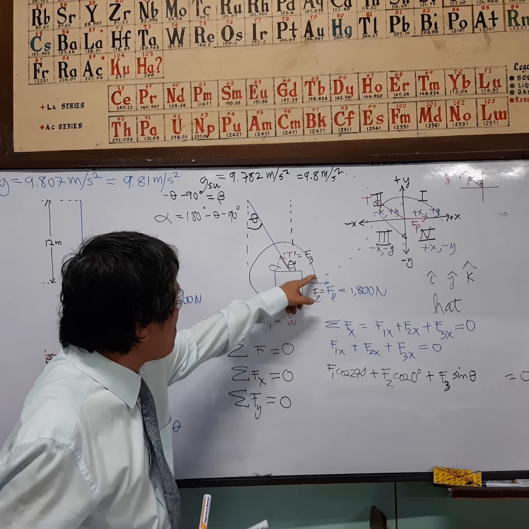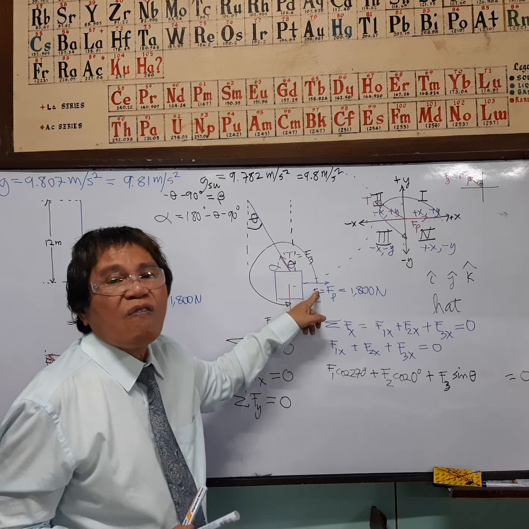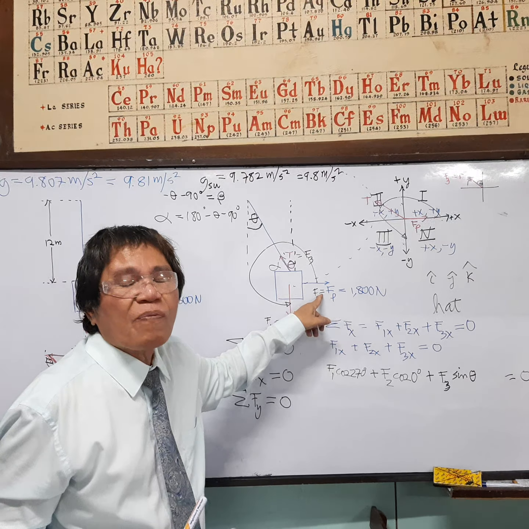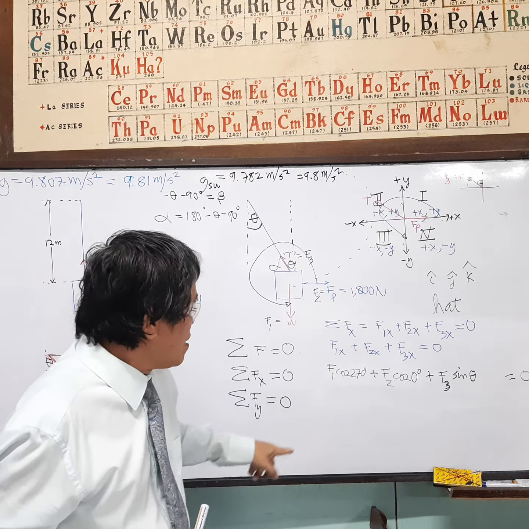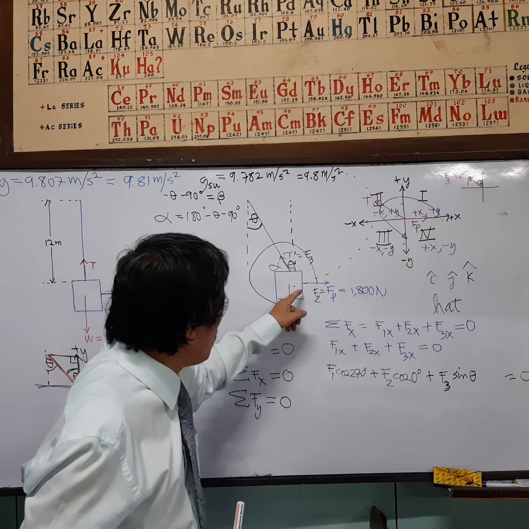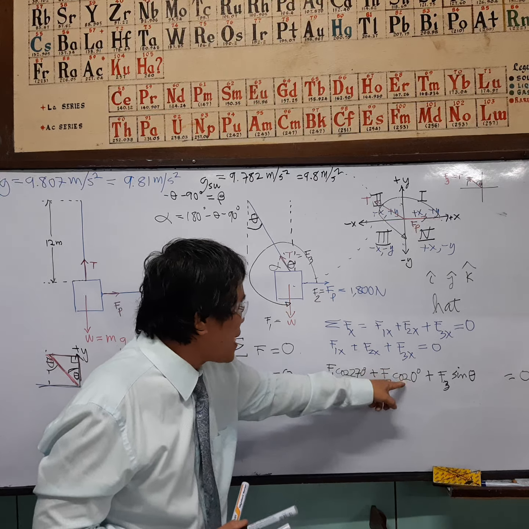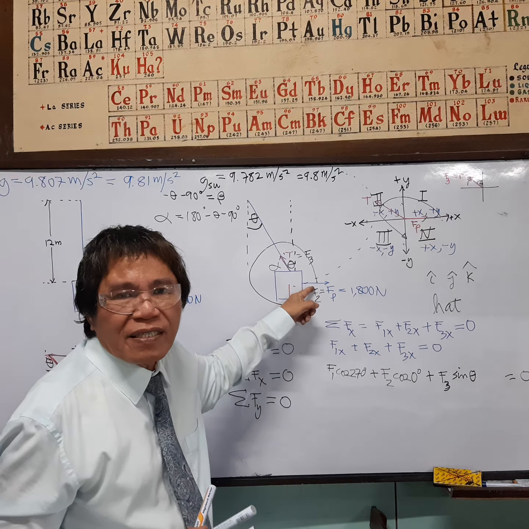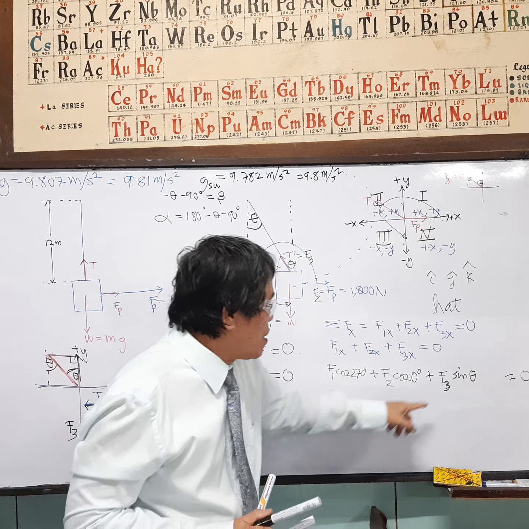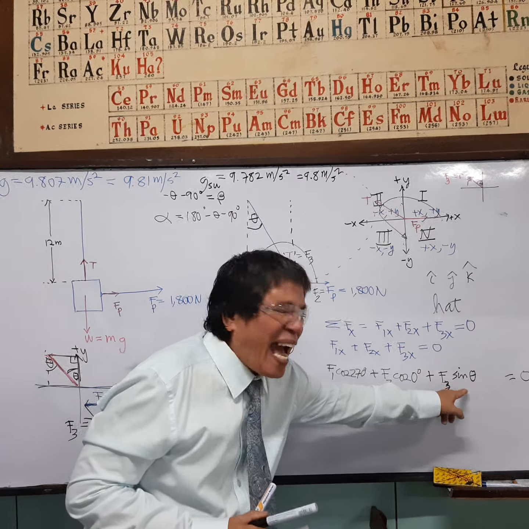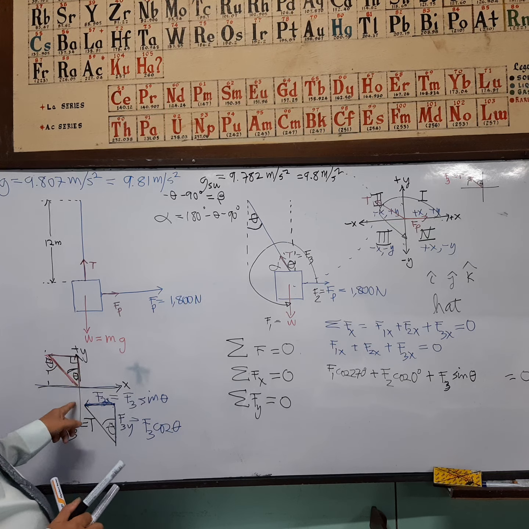So that's why cosine? Because the 270 degrees is measured from the positive x-axis. How about cosine 0? F2 is the pulling force. The angle 0 is taken from the x-axis. We use cosine because the angle is taken from the x-axis. Why sine? Because theta is taken from the y-axis.